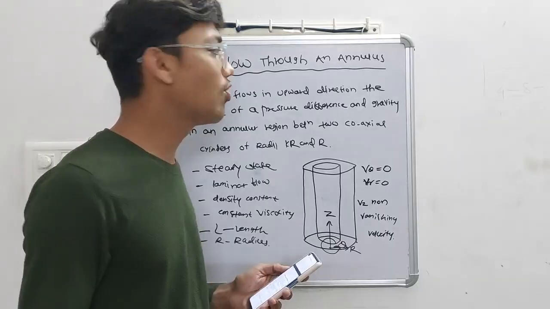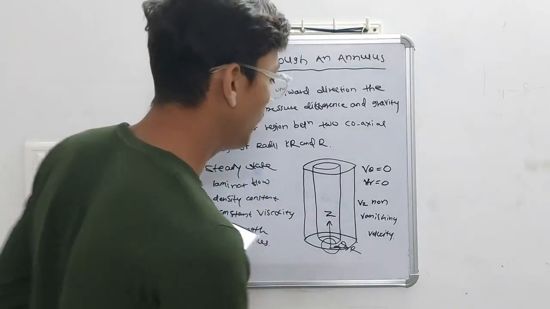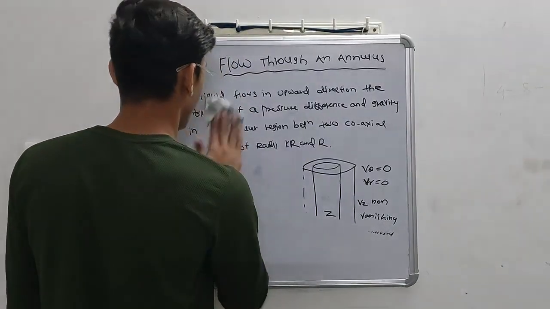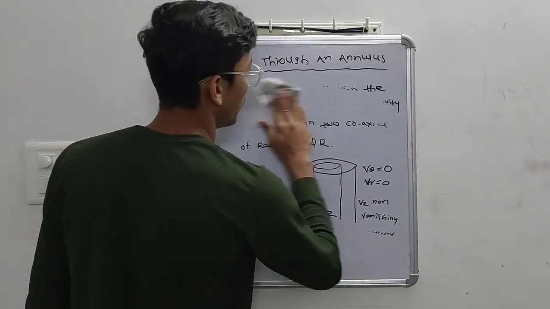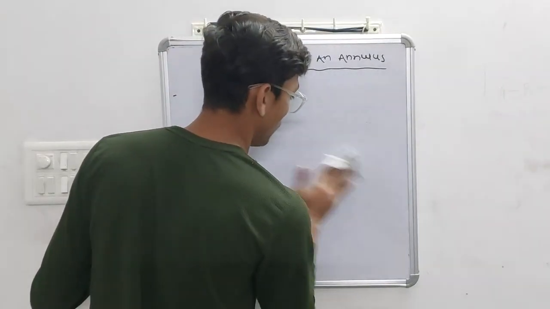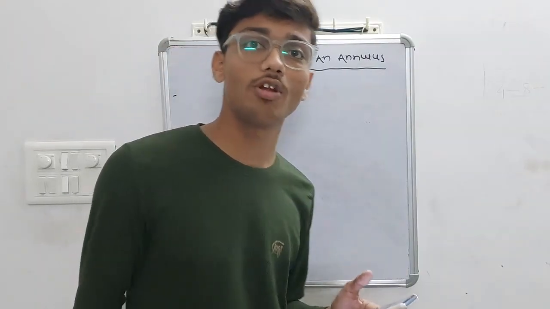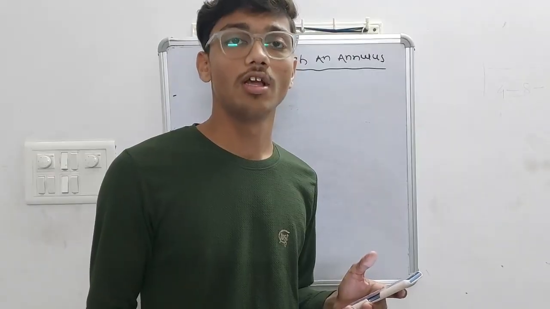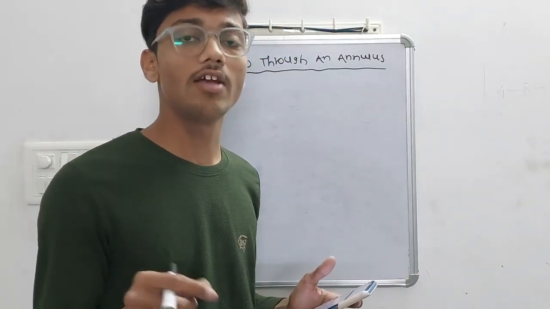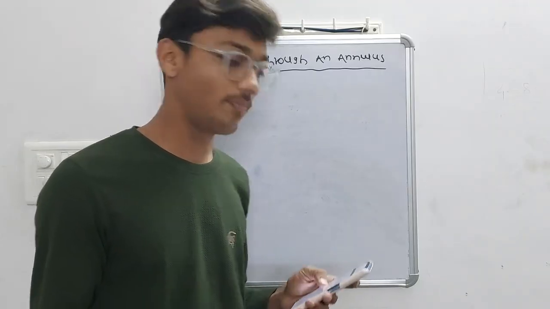So we are solving this using the Navier-Stokes equation in cylindrical coordinates. We have three equations of motion: the r equation of motion, the theta equation of motion, and the z equation of motion. But as we have seen, the r and theta equations of motion are 0, so we are only using the z equation of motion.